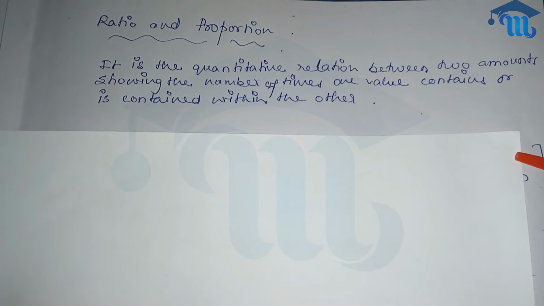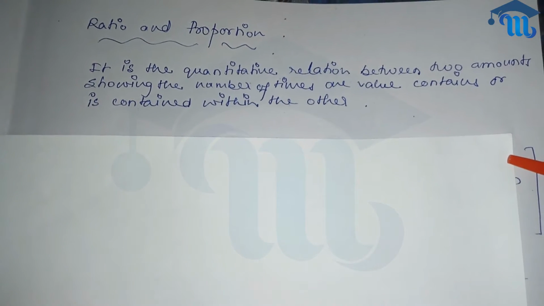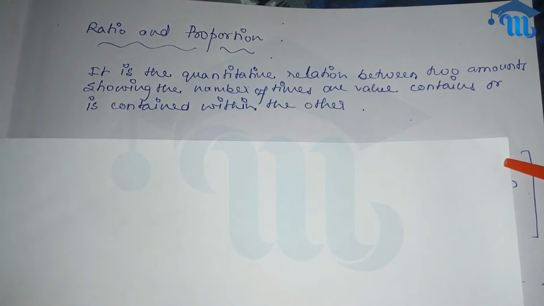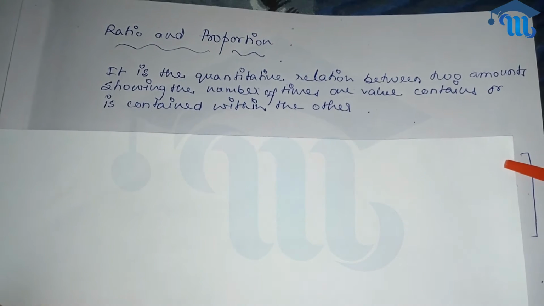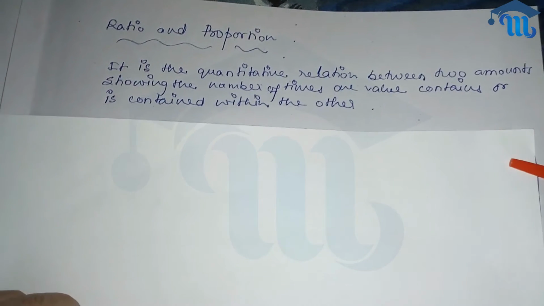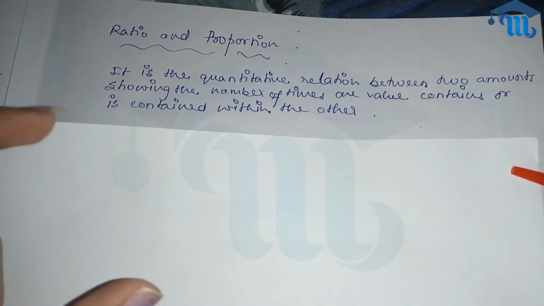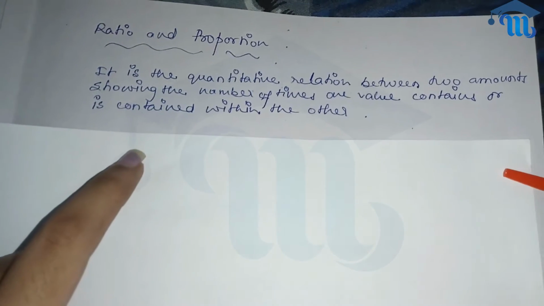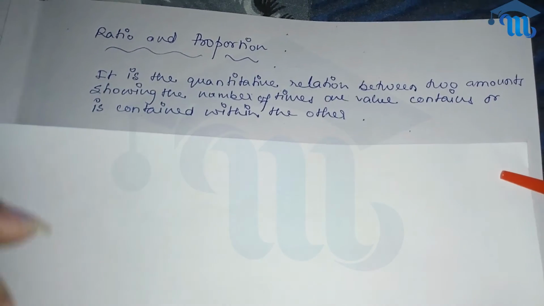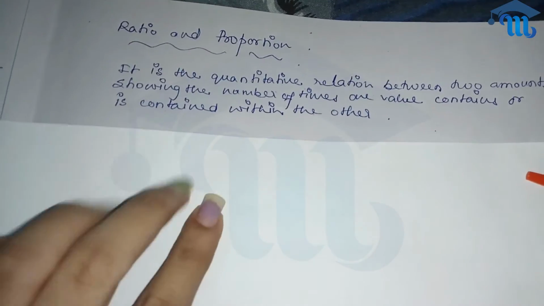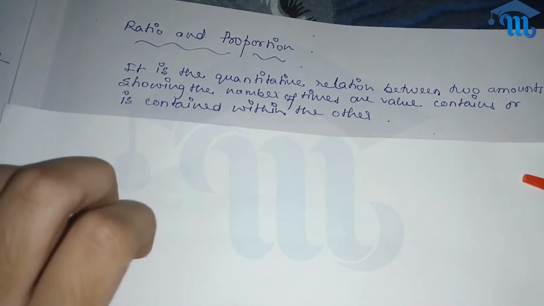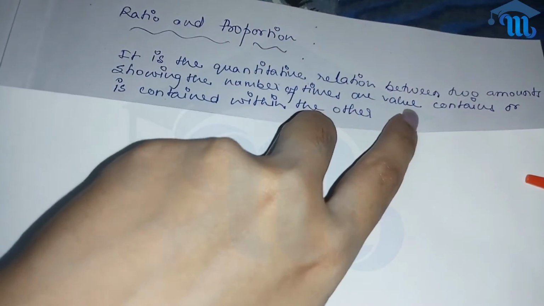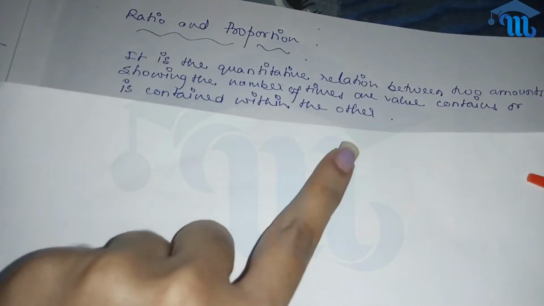So as you can see, the definition is written here. It is the quantitative relation between two amounts, showing the number of times one value contains or is contained within the other. So what does this basically mean? You may find this definition a bit confusing, but I'm going to explain it with an example and it will become clear. So what does this mean? That quantitative relation between two amounts showing the number of times one value contains or is contained within the other.